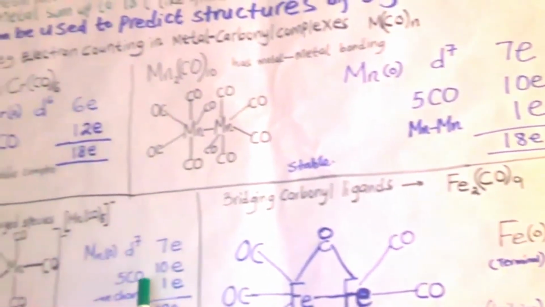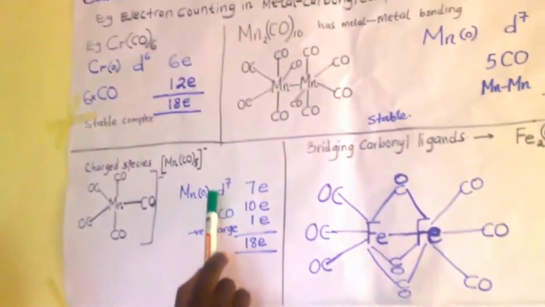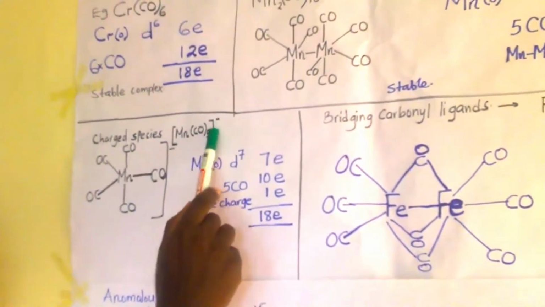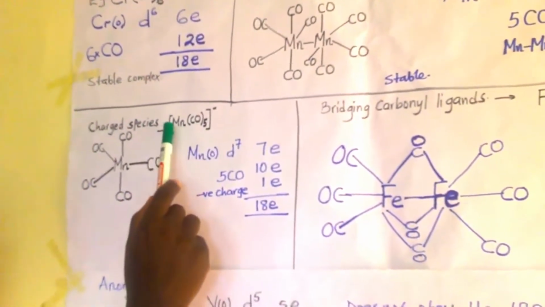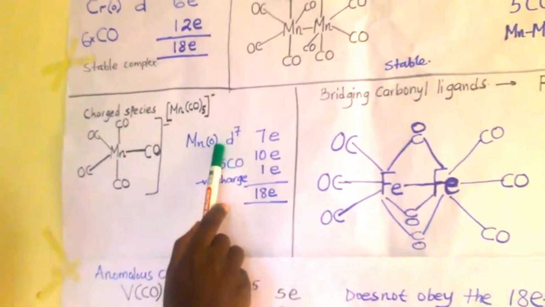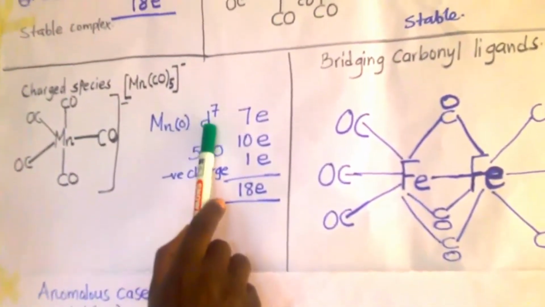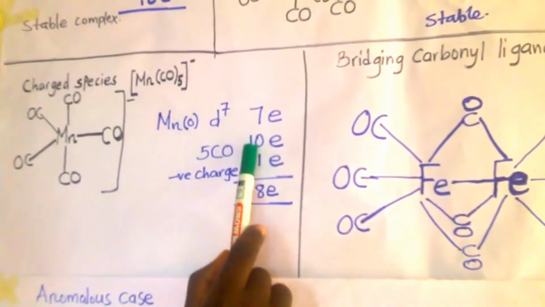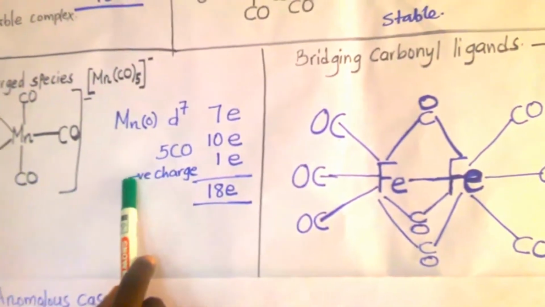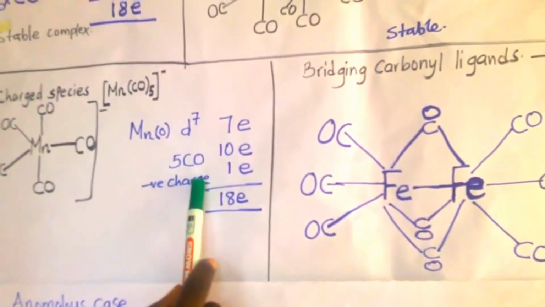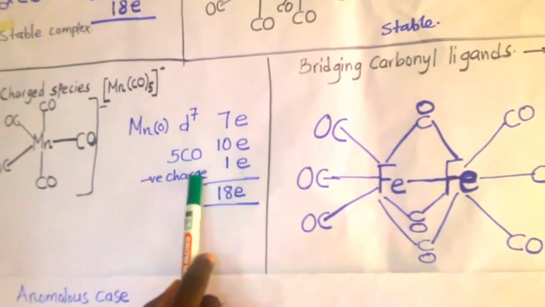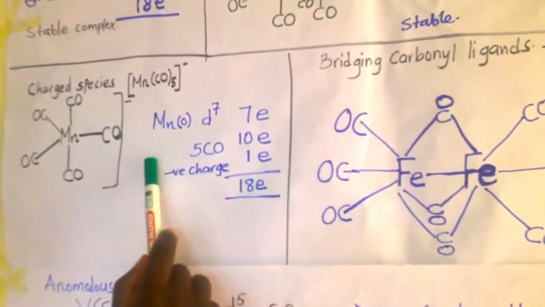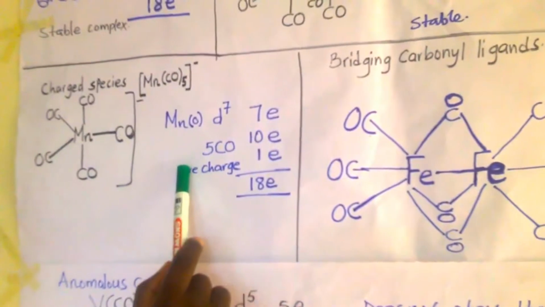Then our third example is the one of Mn(CO)5 minus. It's a charged species. It's still Mn, 0 oxidation state. It's a D7, 7 electrons. It has 5 COs. Those are 10 electrons. It also has a negative charge. A negative charge contributes 1 electron. So giving us a total of 18 electrons. So therefore this complex is very stable.